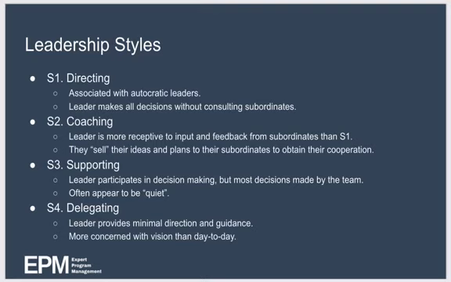And the final leadership style is delegating. Delegating leaders are of course responsible for their team, but they provide minimal direction and guidance. It's a hands-off style of leadership, similar to laissez-faire leadership, where the group makes almost all of the decisions. This type of leader is usually more concerned with communicating their vision of the future than directing day-to-day activities. They will decide what the next step should be to move towards their vision, but it's left completely to subordinates to determine how to achieve that next step.